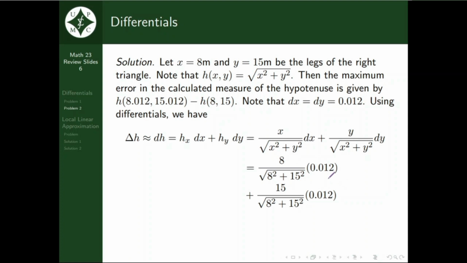Evaluating here, we can multiply and then just add. So, eventually, we'll arrive at 69 over 4,250 meters. So, that is the answer to the second problem on the topic of differentials. So, let's proceed to local linear approximation.